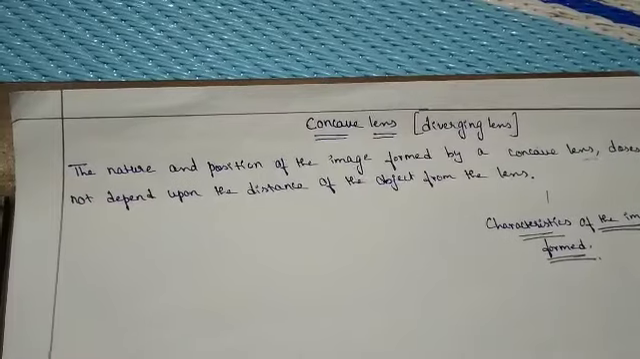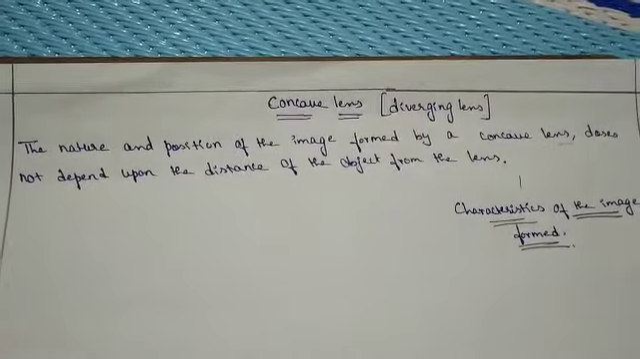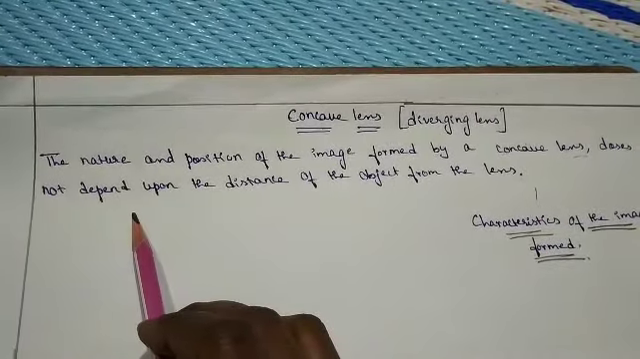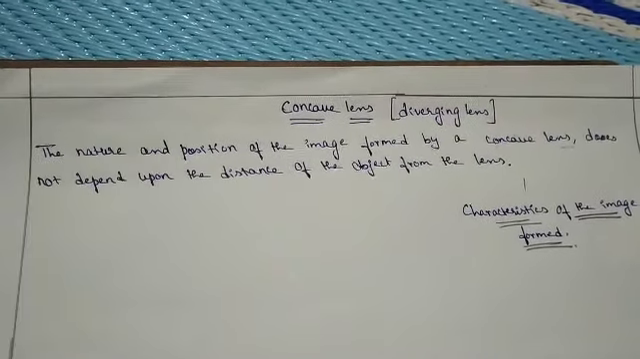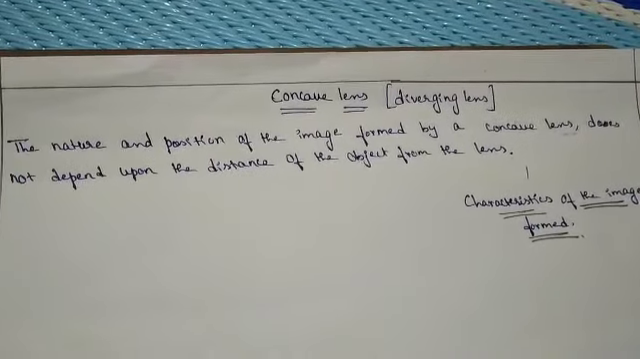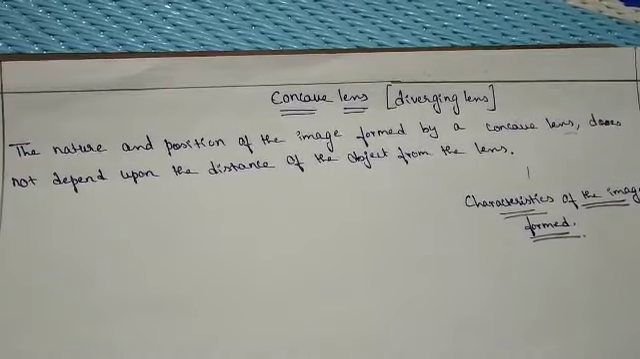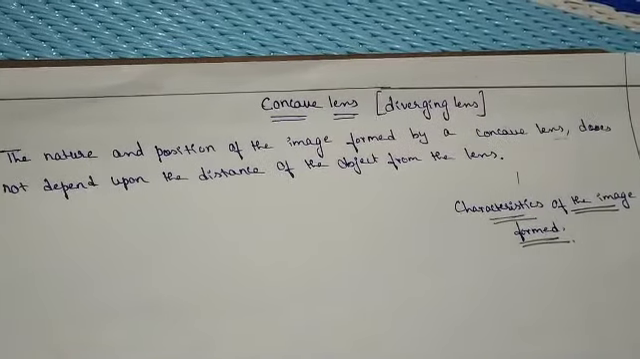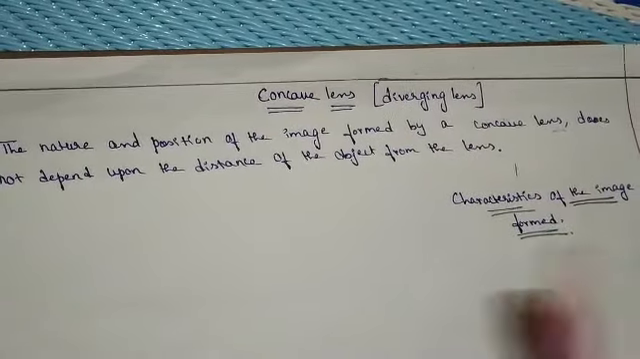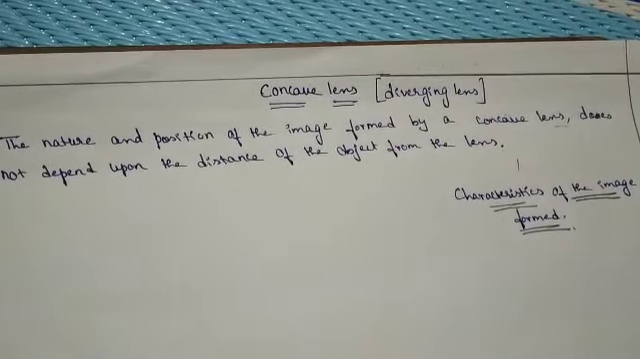Now moving towards the concave lens, which is nothing but a diverging lens. Here the nature and position of the image formed by the concave lens does not depend upon the distance of the object from the lens. The characteristics of the image formed by the concave lens remain the same. It does not depend upon where the object is placed from the lens.